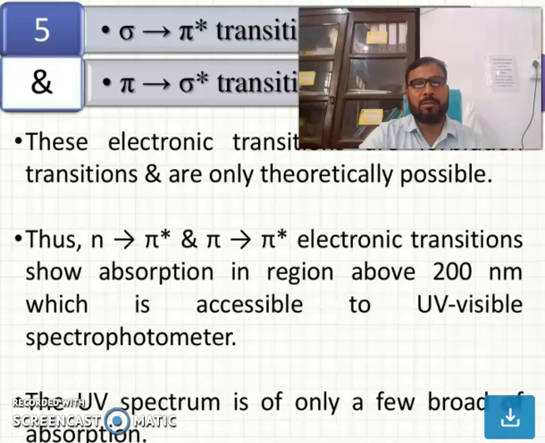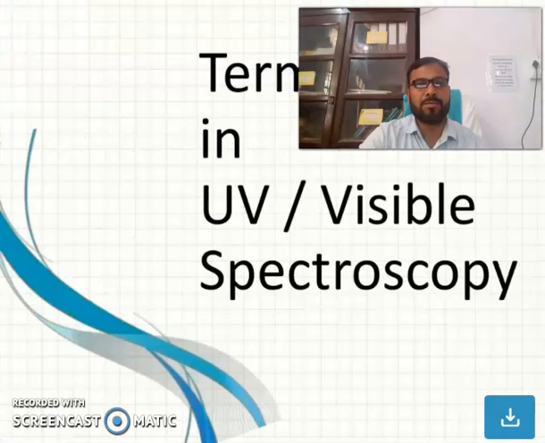N to pi star and pi to pi star electronic transitions show absorption in regions above 200 nanometer, which is accessible to UV visible spectrophotometers. The UV spectrum shows only a few modes of absorption.